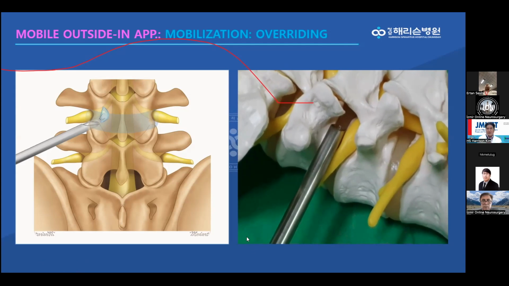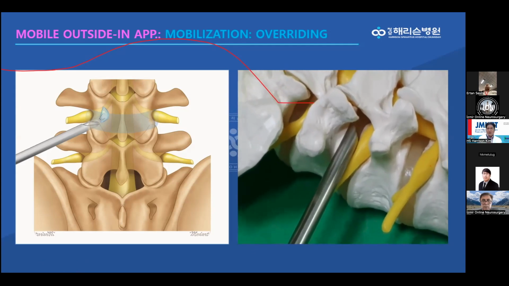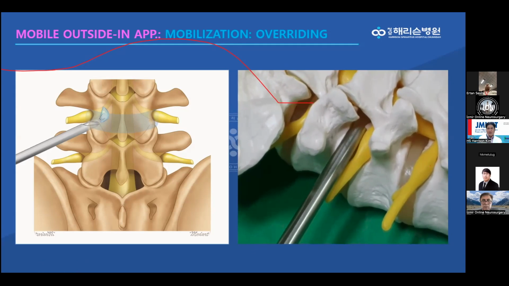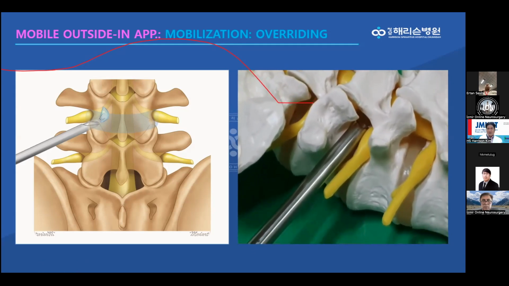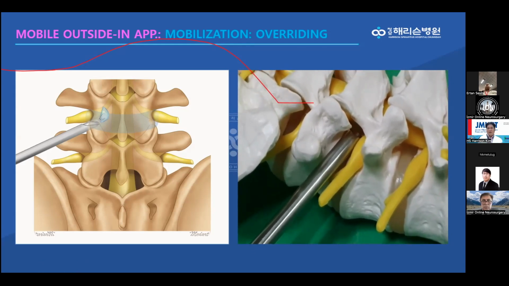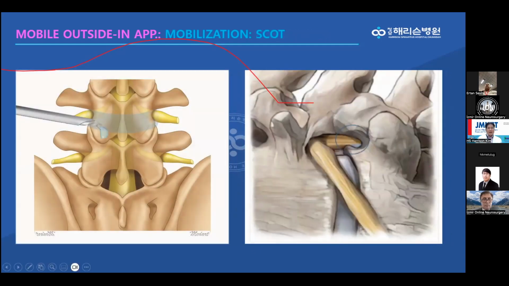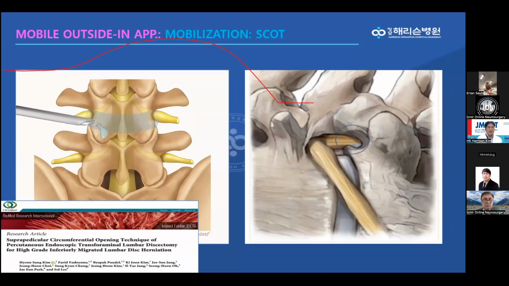Firstly dock at the disc space in the vertebral area, then rotate and change the angle, and rotate and change the angle again, and again. Then expose the foraminal root area. In highly inferior migrated cases, I already mentioned that exposing this suprapedicular notch is the first step. Then we can drill this area. I also wrote a paper on the Scott technique, the suprapedicular circumferential initial opening technique, in BioMed Research International.